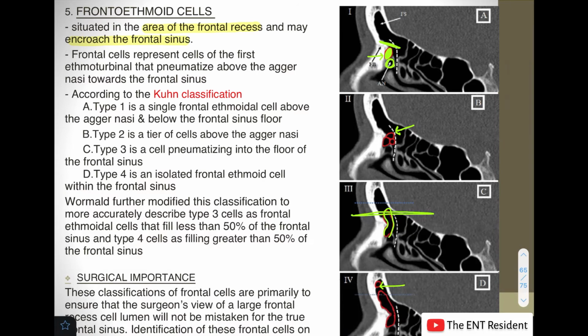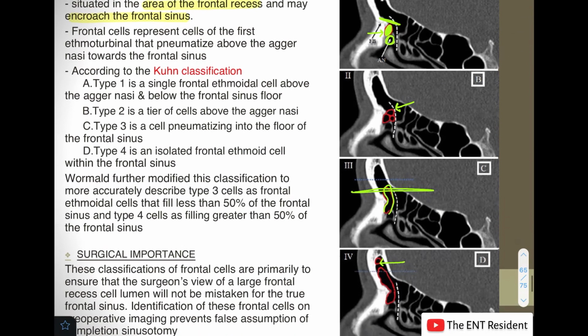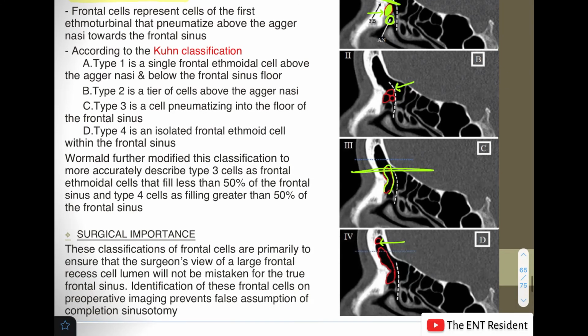Wormald further modified this classification to more accurately describe type 3 cells as frontal ethmoidal cells that fill less than 50% of the frontal sinus and type 4 cells as filling greater than 50% of the frontal sinus. Now, why is this classification important? It is to ensure that the surgeon's view of a very large frontal recess lumen will not be mistaken for the true frontal sinus. So, identification of these frontal cells on imaging is very important to prevent a false assumption of a complete surgery.